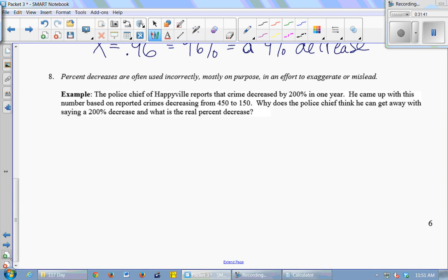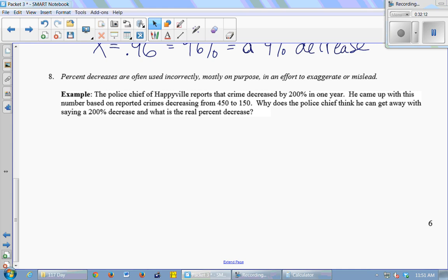Okay, for number 8, percent decreases are often used incorrectly, mostly on purpose, but often in ignorance, in an effort to exaggerate or mislead. So for example, the police chief of Happyville reports that crime decreased by 200% in 1 year. He came up with this number based on reported crimes decreasing from 450 to 150. That's a big decrease.